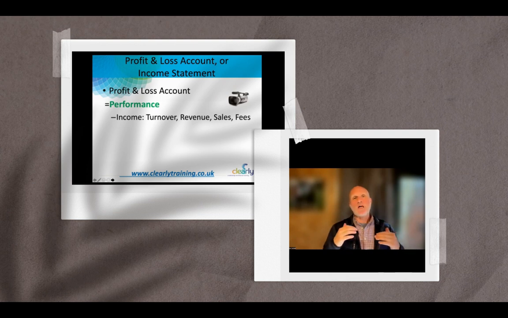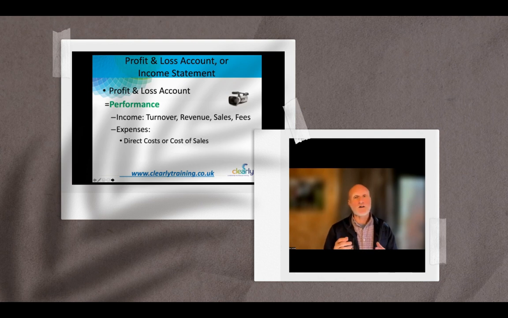And then what we show below that is what's been deducted from that income. So we show the expenses. And what we do with expenses is we normally split them into at least two categories. So on a legal profit and loss account, for example, you will see two clear categories. First of all, the direct costs, or as they're also known, the cost of sales.